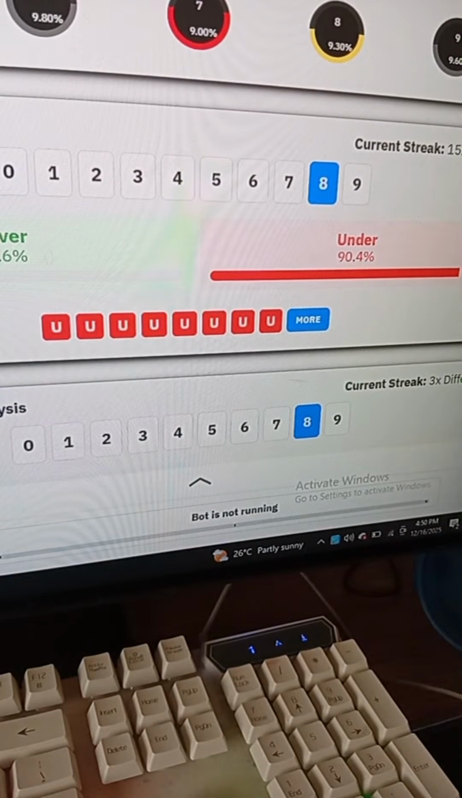Okay, guys, please run your bots once again. Volatility 10 under 8. You're still on that volatility, guys. Run your bots. But ensure first of all you have reset your bot, and then you continue running it. Volatility 10 under 8.